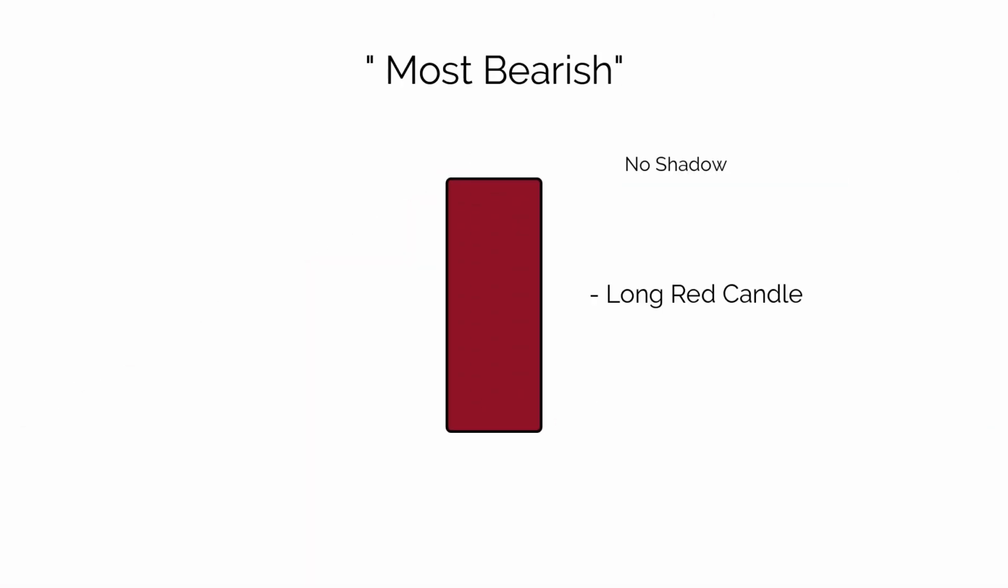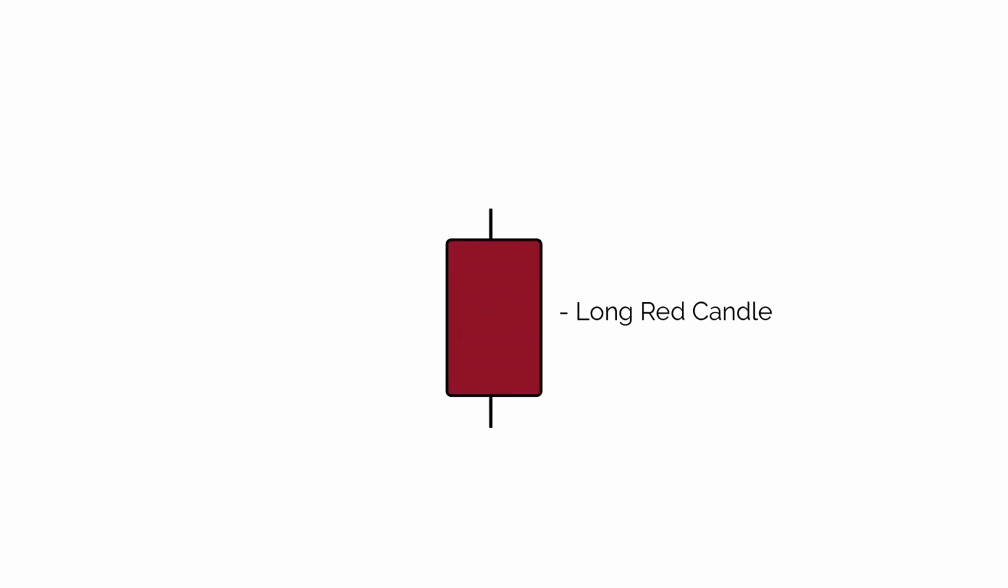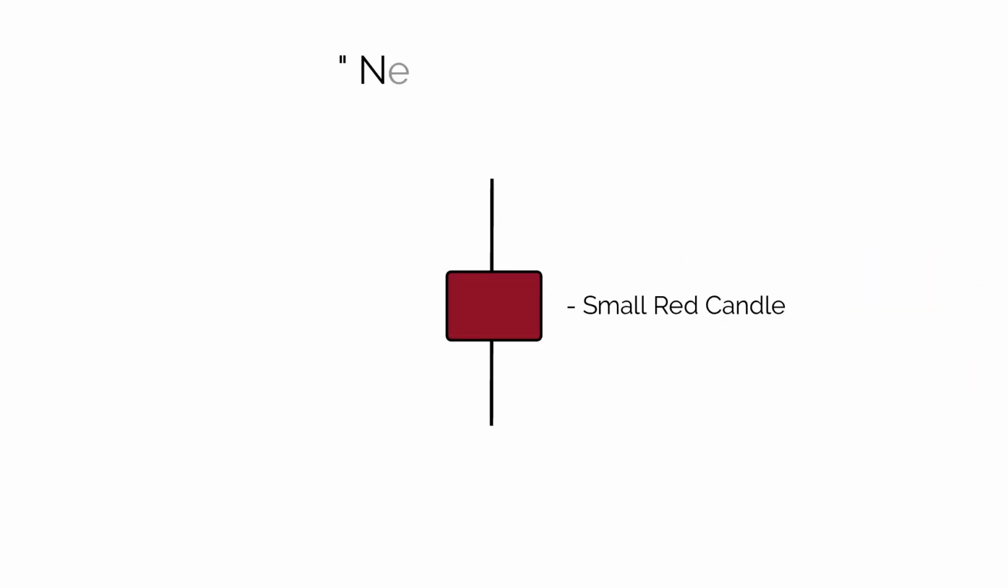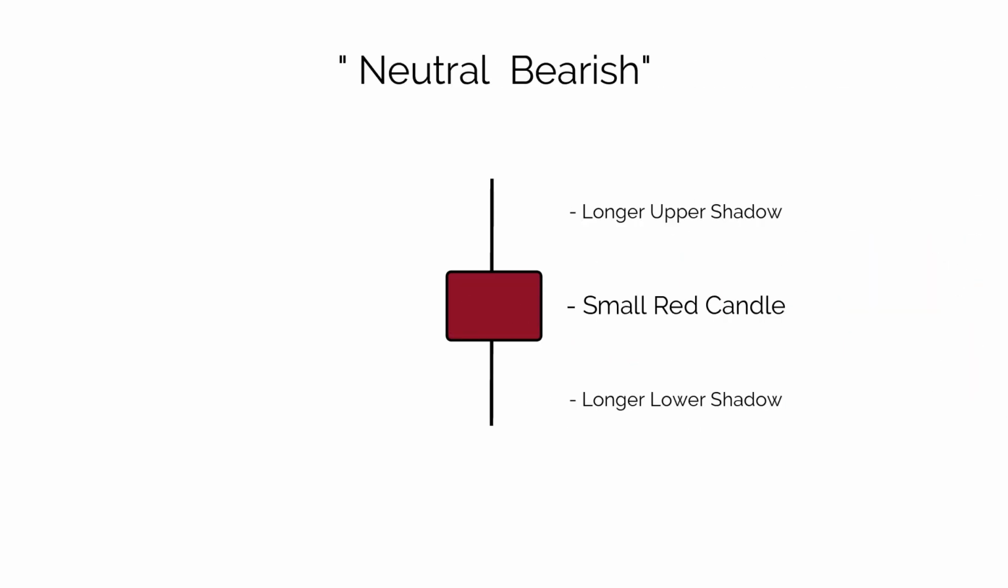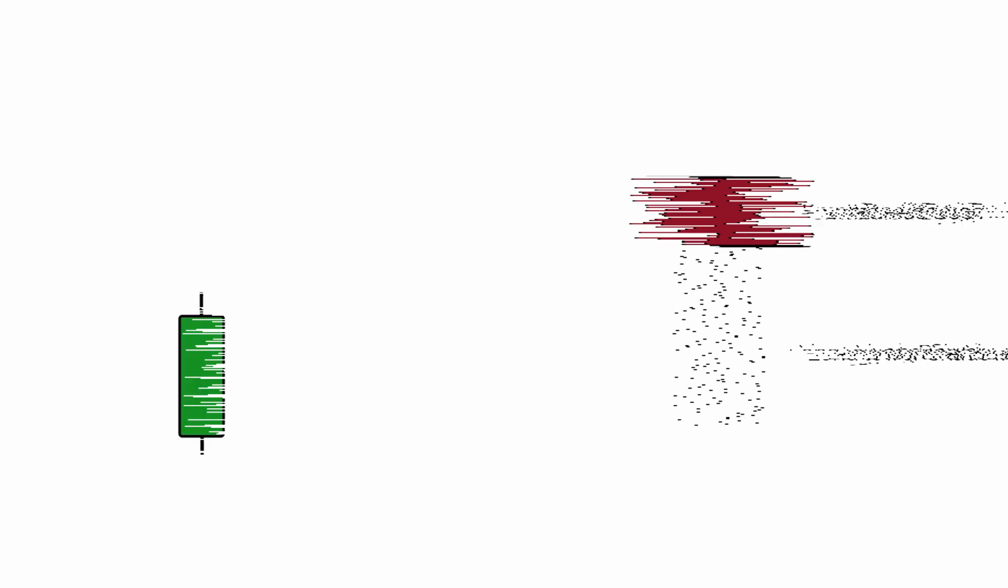Similarly, the long red candle with no shadow indicates the most bearish. The small body at the bottom and a long upper shadow indicates the second most bearish. The red candle with a small shadow on both sides indicates a normal bearish. The small red candle with longer upper and lower shadows indicates a neutral bearish. The small upper red candle with a long lower shadow indicates the least bearish.